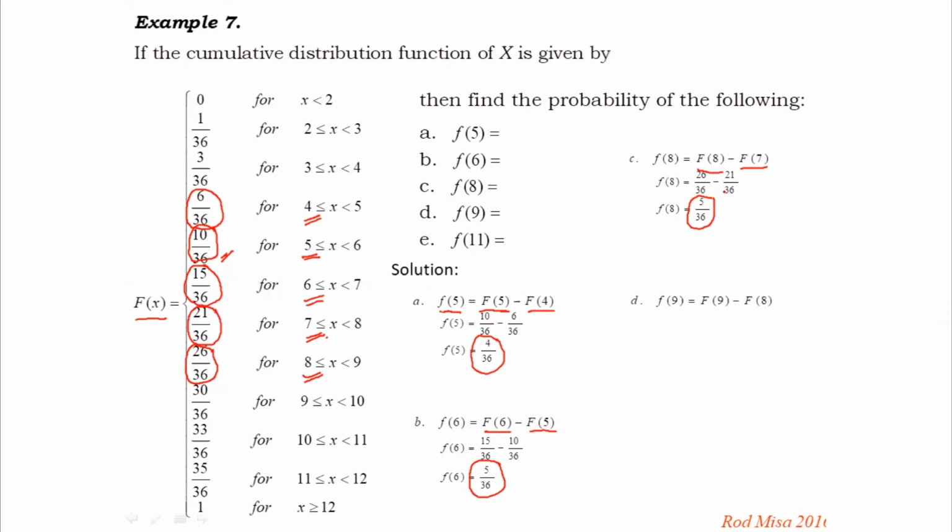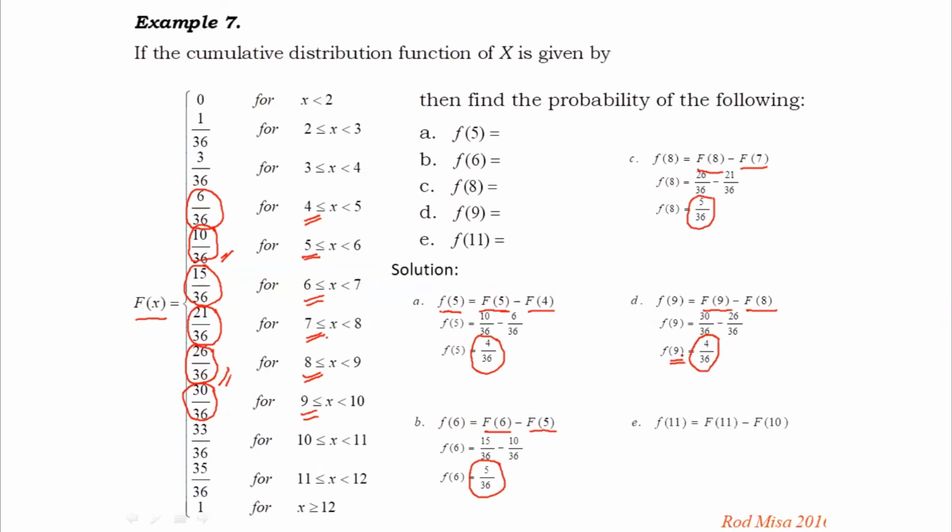And also for the probability of the random variable of 9, this is equal to the big F of 9 minus the big F of 8. And the big F of 9 is here, which is equal to 30 over 36, minus the big F of 8, which is 26 over 36. So subtracting these two fractions, we have 4 over 36. And this is the probability value for the random variable whose value is 9.